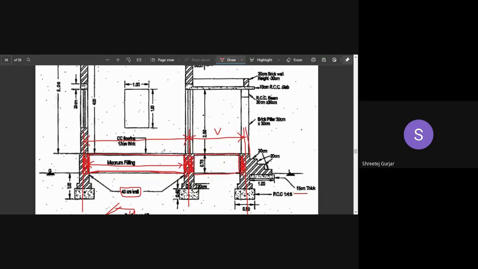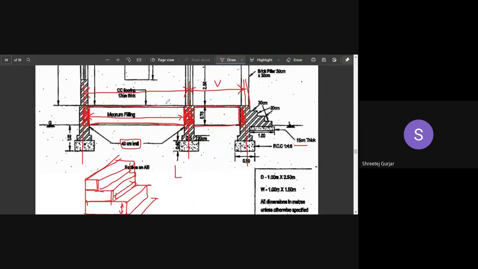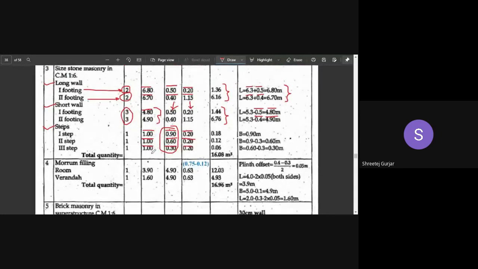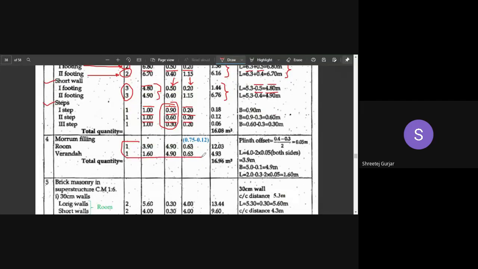And similarly for breadth, the same technique we have to use. That is minus 0.2 and minus 0.2 for the breadth of your Muram filling in this room. And for the veranda also, breadth will be center to center length minus 0.4. That is how you get your length and breadth, and the depth, you know, it is 0.75, which is clearly mentioned. So that is how you get your Muram filling quantities.